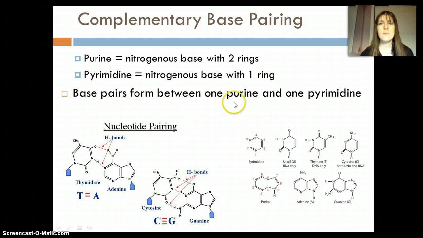Notice there's always going to be a pair between 1 purine and 1 pyrimidine. That's going to keep the length of these things, or the width of this DNA, constant all the way down.